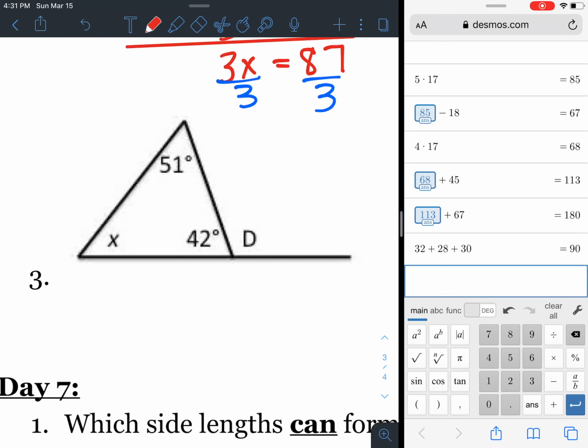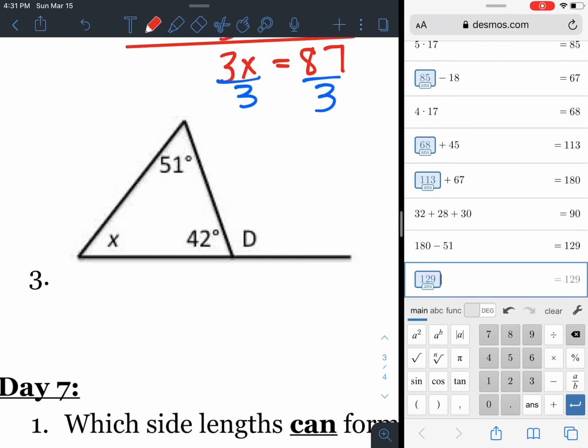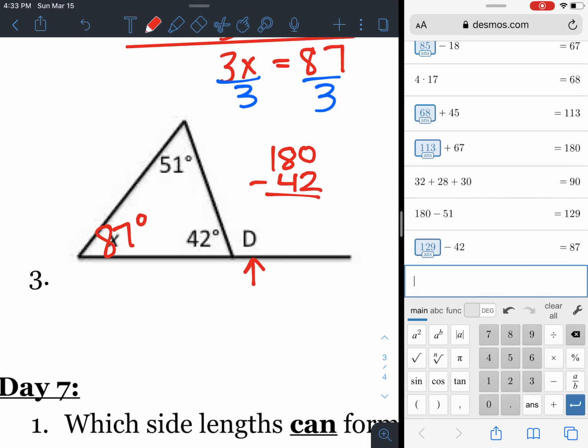A triangle should equal 180 degrees. So if I do 180 minus the 51 and minus the 42 they gave us, this angle should be 87 degrees. And then for this angle here, it's a straight line. So 180 minus 42 should give me my answer.